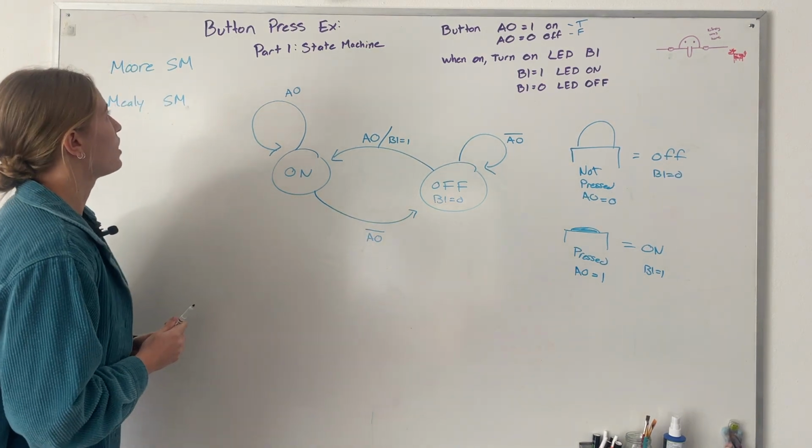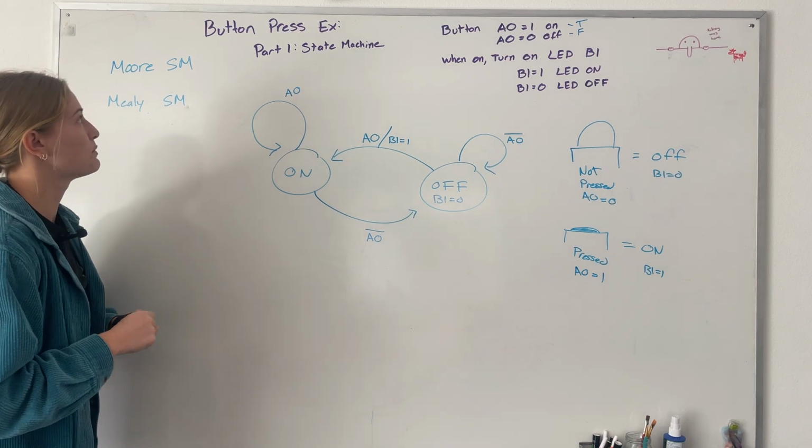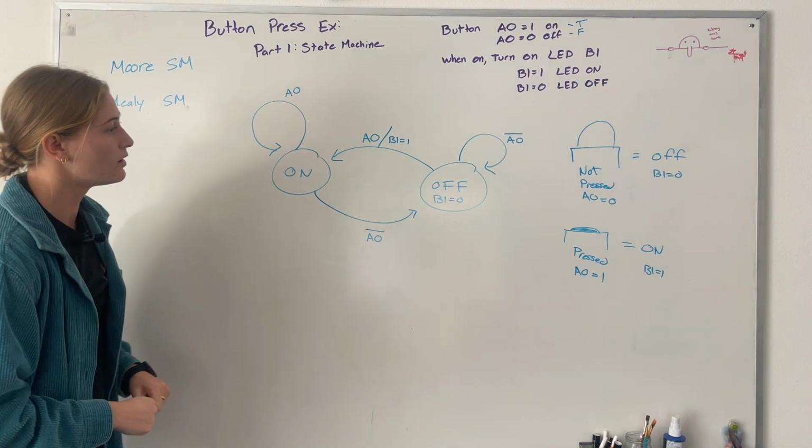Okay, that is all for this first part of a button press example. This is the state machine.